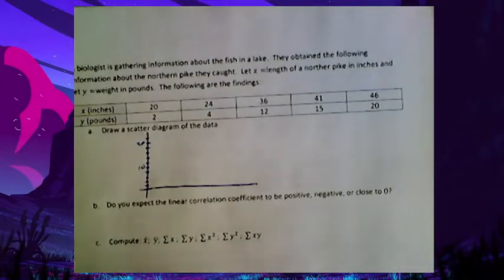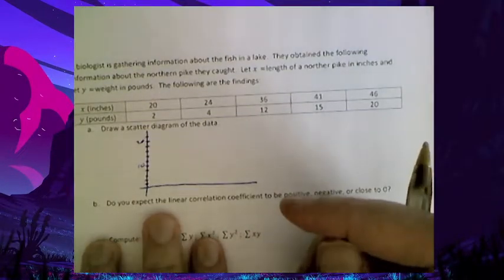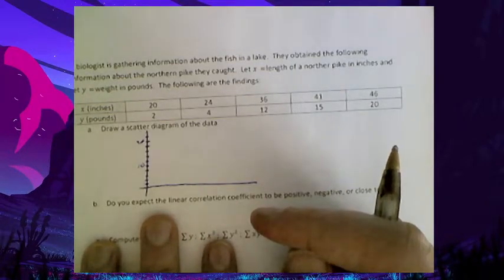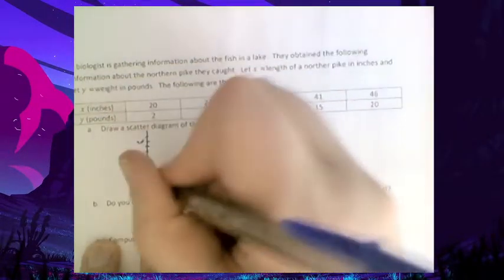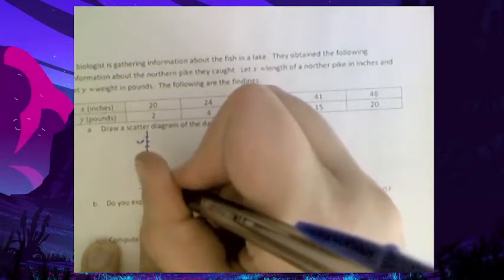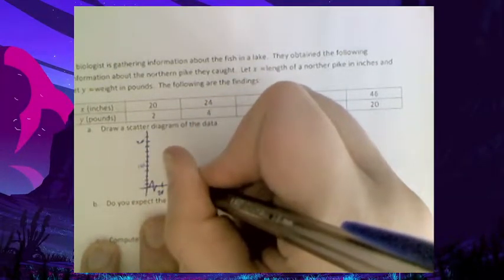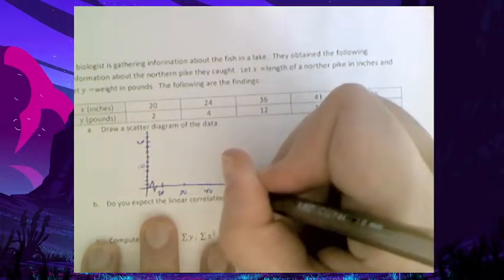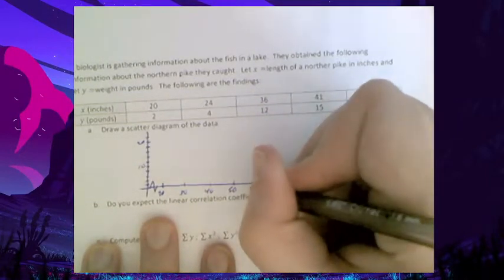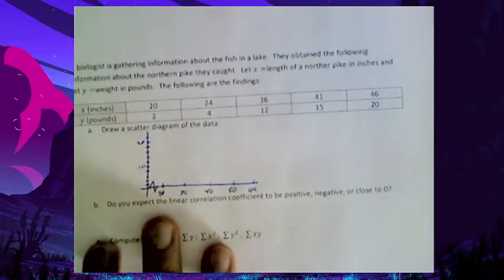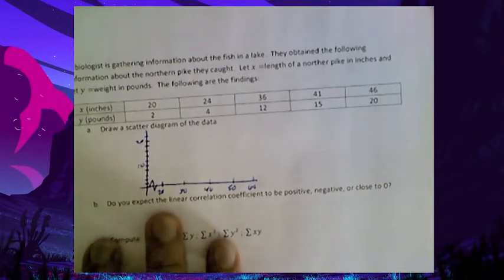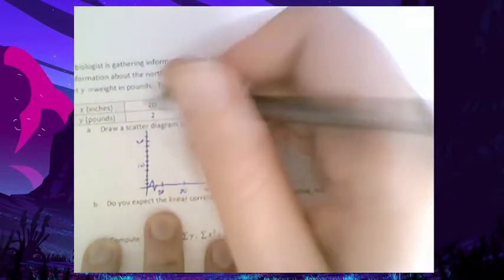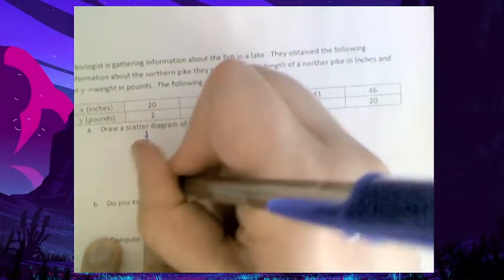Then going horizontally, you probably want to start at like 20 and go to 50-ish. So I'll do a little jump there and say here's 20, here's 30, here's 40, here's 50, here's 60. Again, it doesn't need to be some grandiose graph, but you can get a pretty good estimate there.